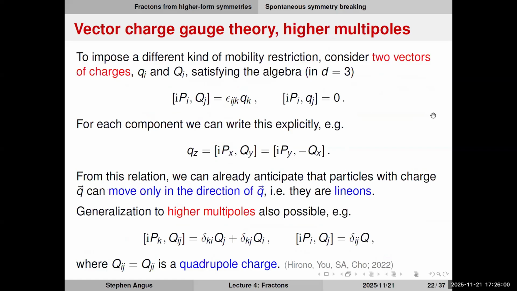There's one other example, which is a vector charge gauge theory. In this you have a different commutation relation where you have now a vector of U1 charges, and you can consider commutation relations like this. From the structure of this commutation relation, we can anticipate the result that particles charged under this vector of charges Q can move only parallel to Q, and therefore they're lineons, so they can only move along the direction of this charge vector. And we can generalize also to higher multipoles, and there are various other theories we can construct with this technology.